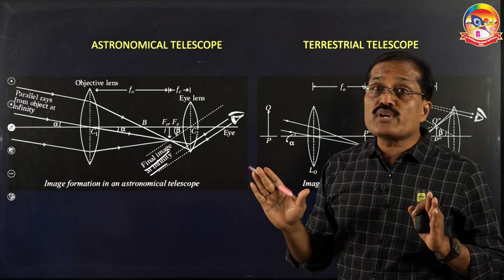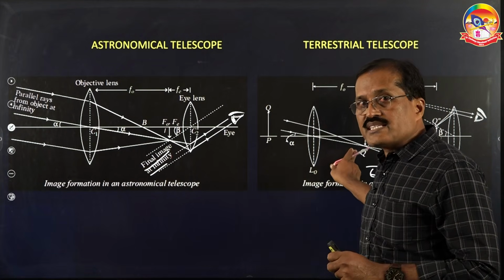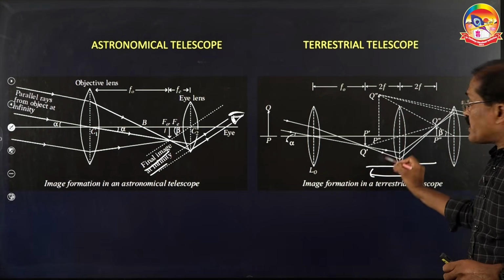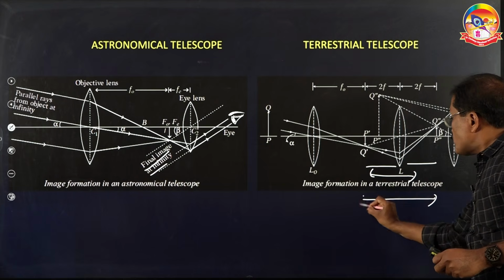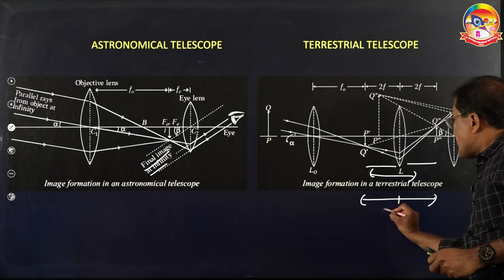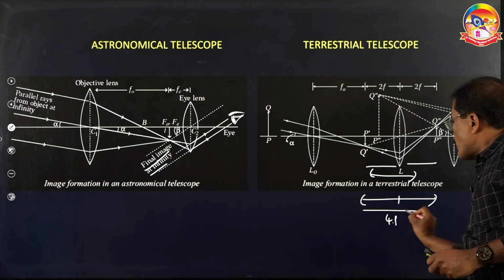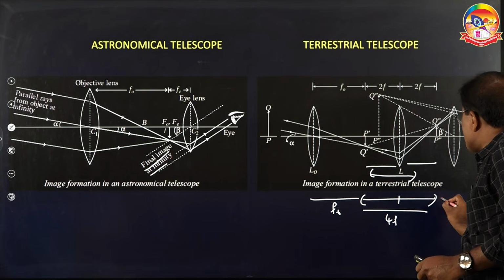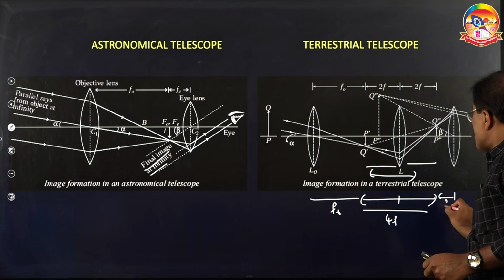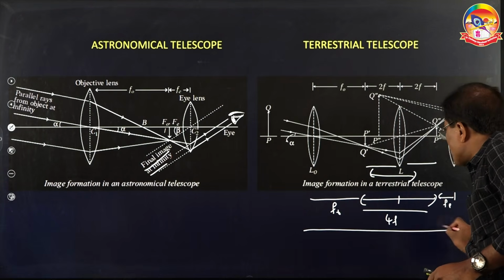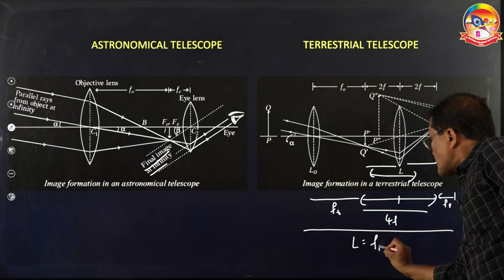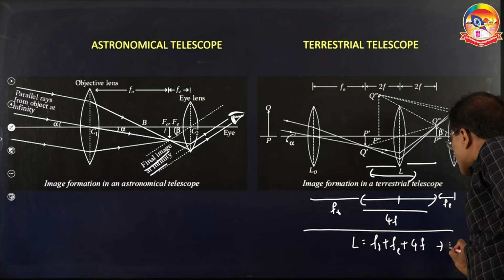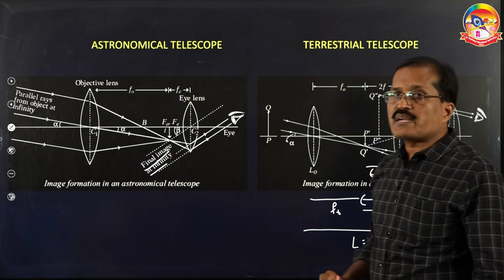So what is the difference between the astronomical and terrestrial telescopes? The magnifying powers are the same for both, but the length of the telescope in the second case is more than the first, because we inserted an erecting lens. You see that here, this focal length is 2f and 2f, so the total distance increases by 4f. This is the focal length of the objective FO, and this is the focal length of the eyepiece FE. Therefore the length of the terrestrial telescope will be FO plus FE plus 4f when the image is formed at infinity for normal adjustment.